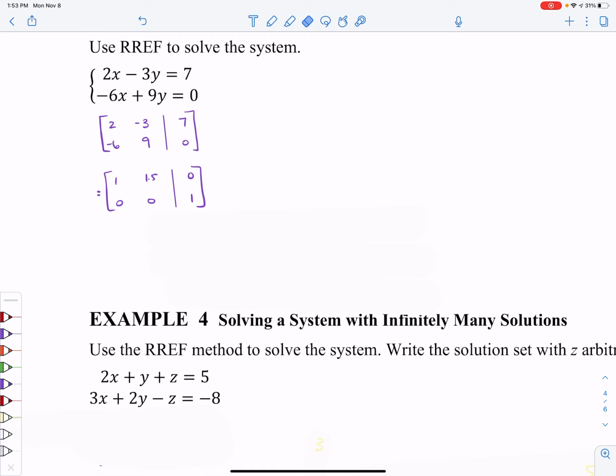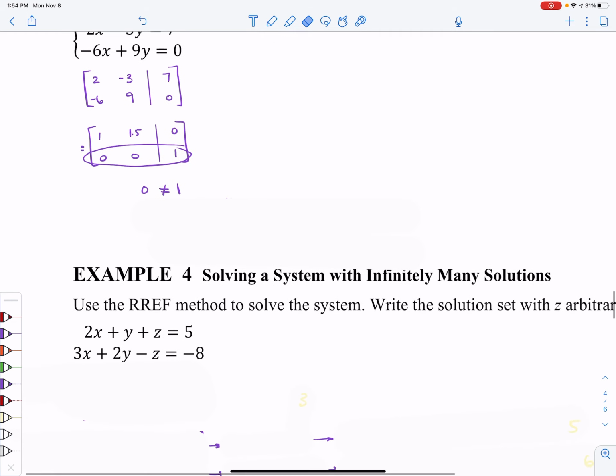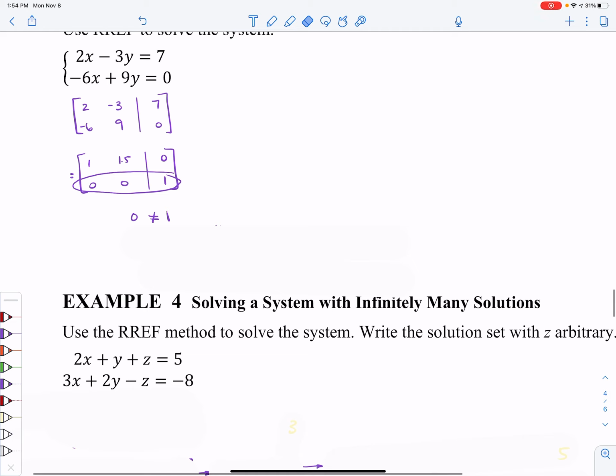And all of a sudden, something happens here that's weird. This last line says that 0 equals 1. And we know good and well that 0 can never equal 1. So this is our clue that says, hey, this is never going to be true. And so you are not going to have any solutions because the lines are parallel to each other. These lines will never touch each other. And so there are no solutions, or the null set would be your final answer there.